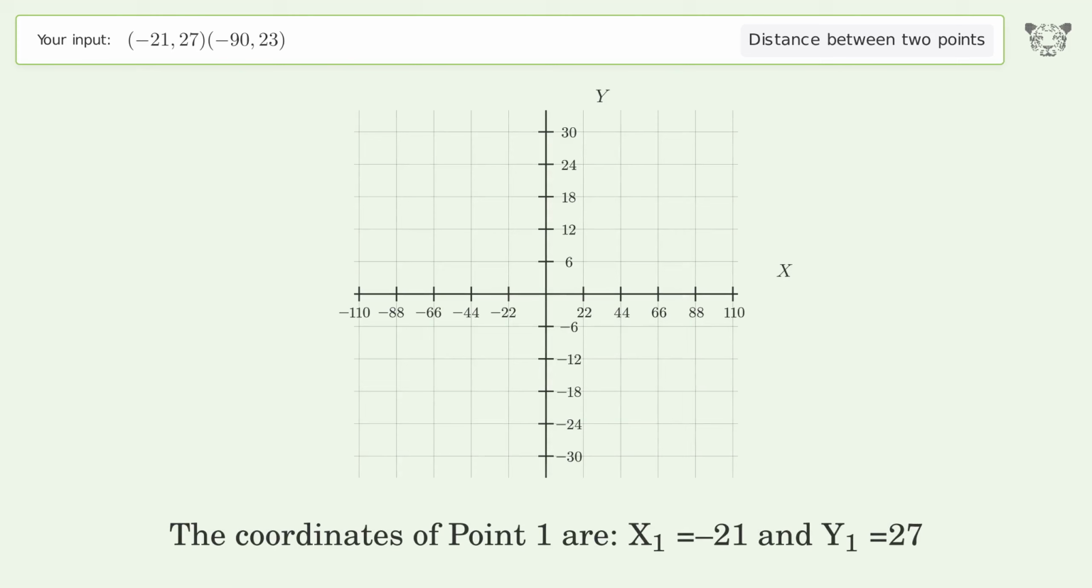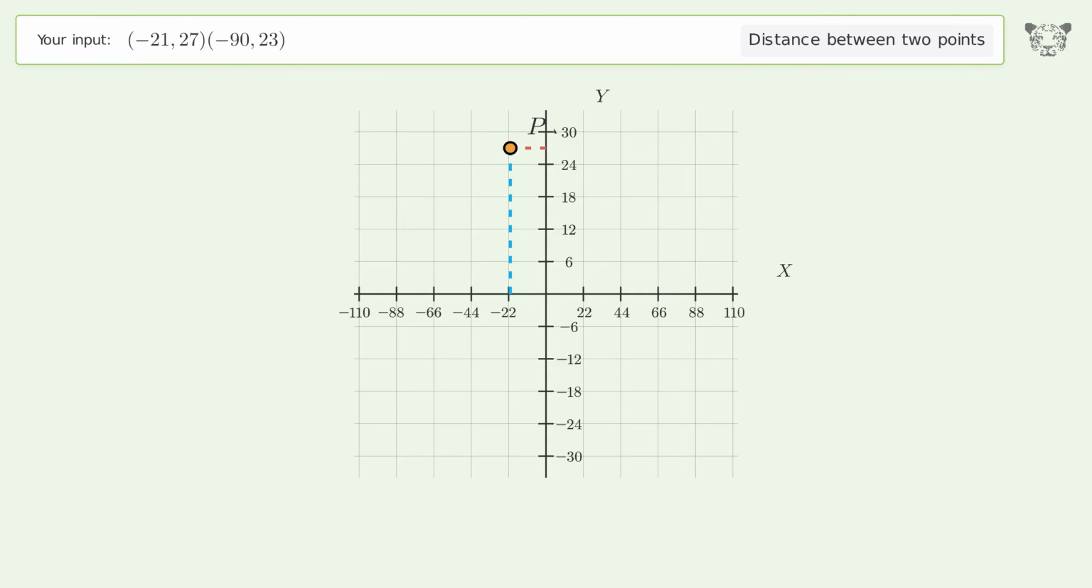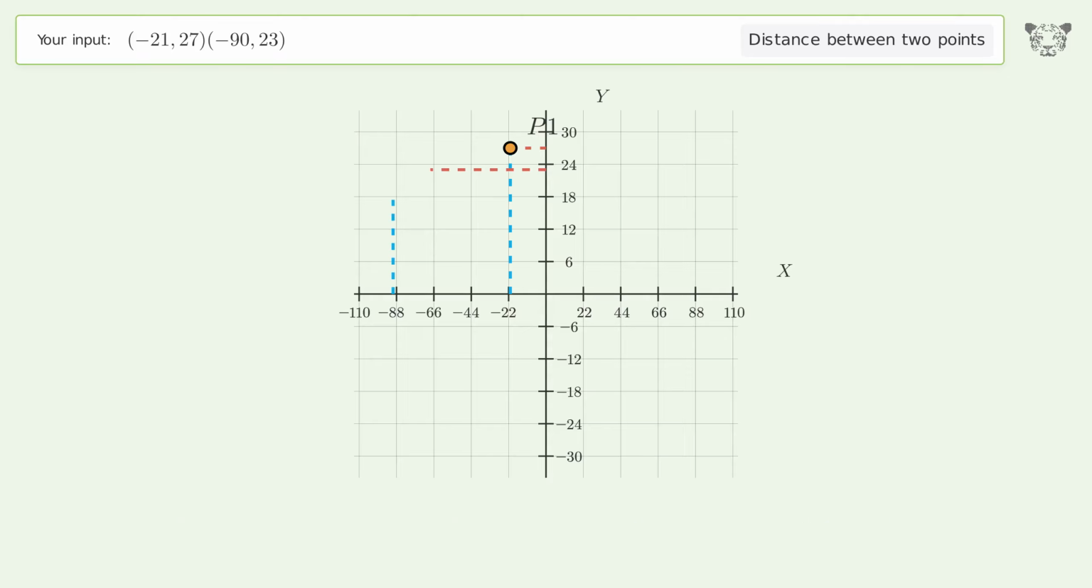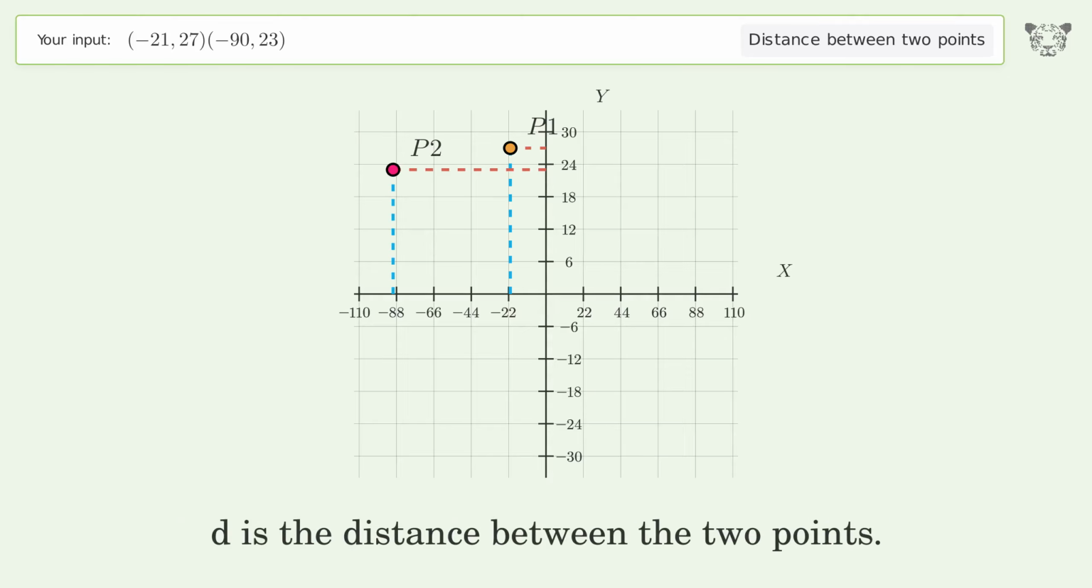The coordinates of point 1 are x1 equals -21 and y1 equals 27. The coordinates of point 2 are x2 equals -90 and y2 equals 23. D is the distance between the 2 points.